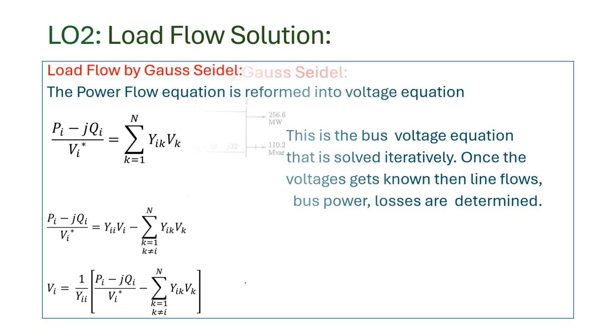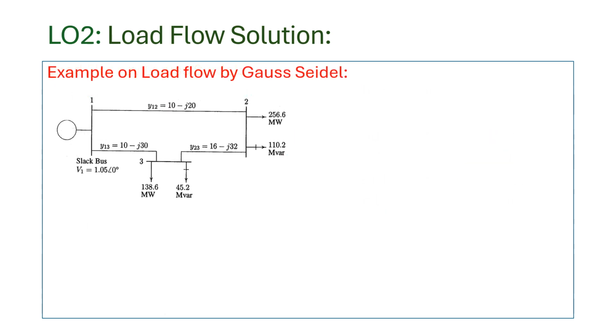Now, let us understand with an example how the voltage equations are obtained in the Gauss-Seidel method and how they are solved. I'm not going to solve the example, but I'm just giving an idea so as to understand how voltage equations are obtained and how they are solved.